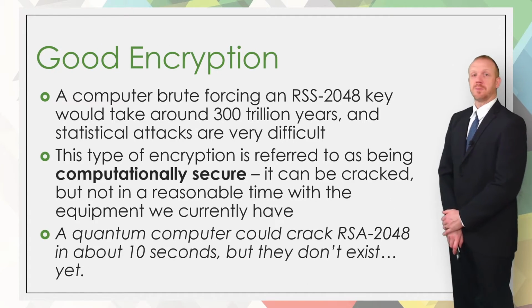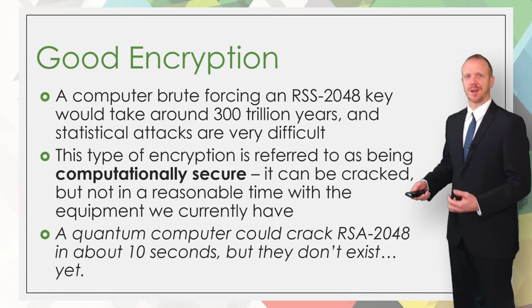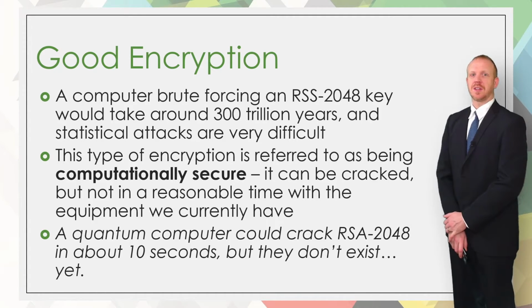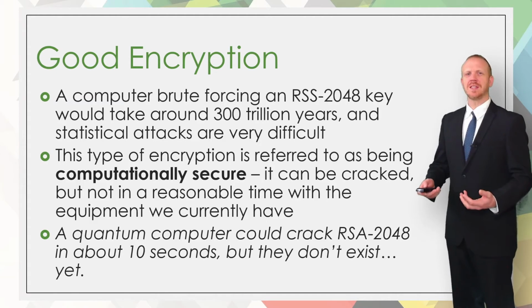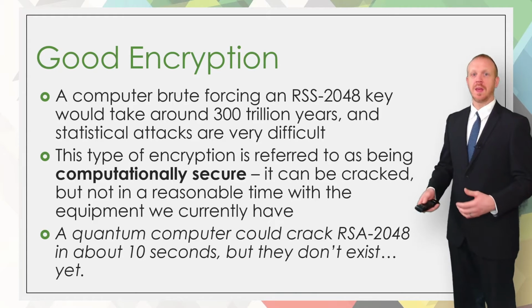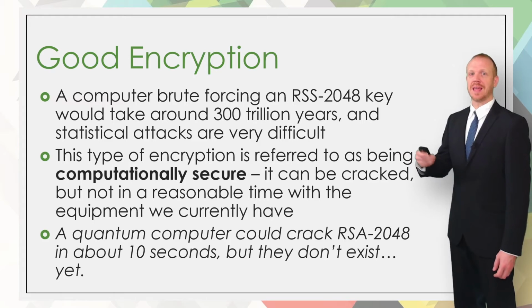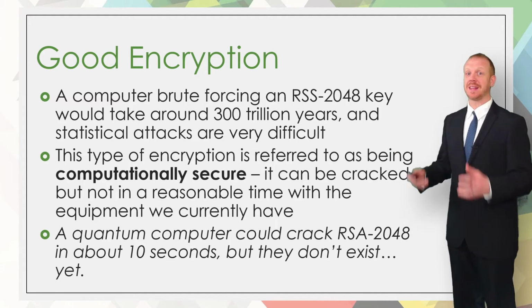If a computer was going to brute force an RSA 2048 key, it would take around 300 trillion years. That's how many different combinations are possible. And statistical attacks are also very difficult because of the maths, the way it's used. This type of encryption is referred to as being computationally secure. It can be cracked. My computer can crack it in 300 trillion years' time, but it can do it.